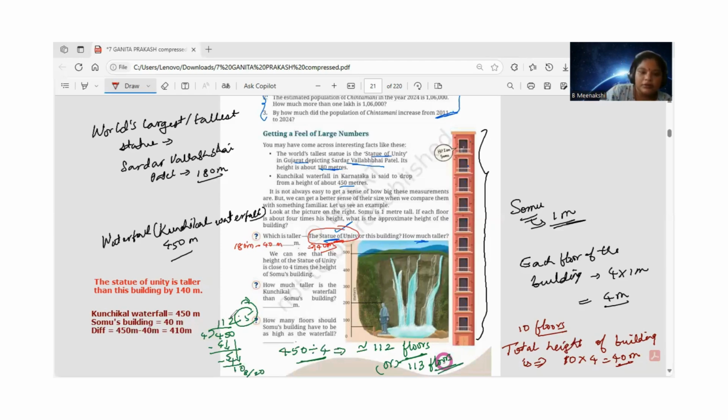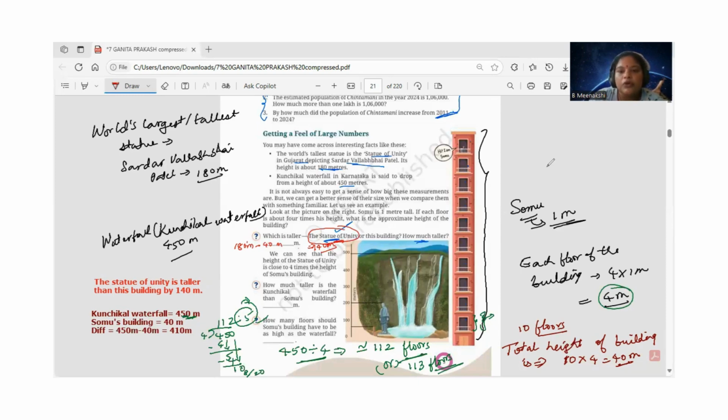So how many floors should Somu's building have? Because each floor is 4 meters high. Each floor is 4 meters high. So we need to divide this 450 meters by 4. Why? Because each floor is 4 meters high, so as to reach nearing this.